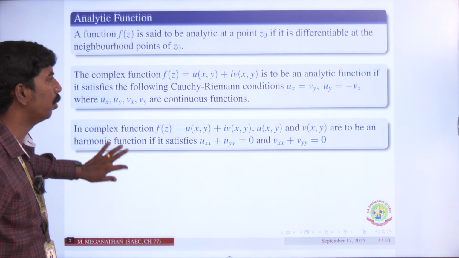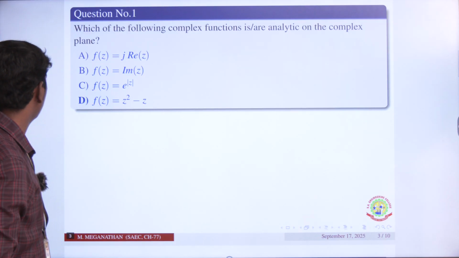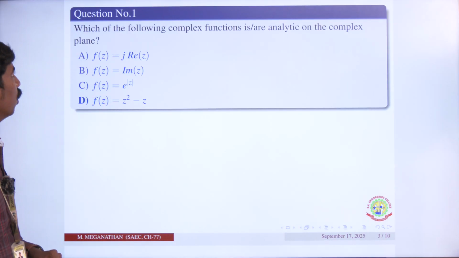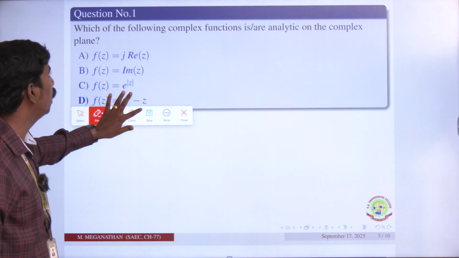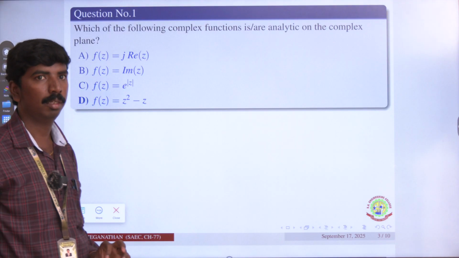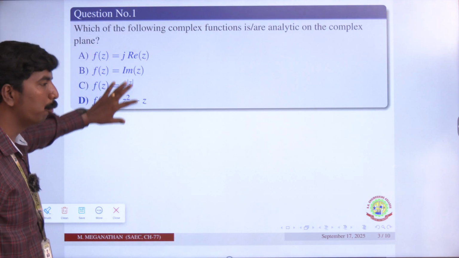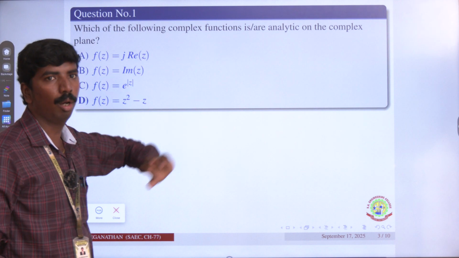Now let us see some examples. As the first example, in the question they have given, we need to verify which of the following functions is analytic on the complex plane. The question gives 4 examples here, and I need to check which one is analytic or not.